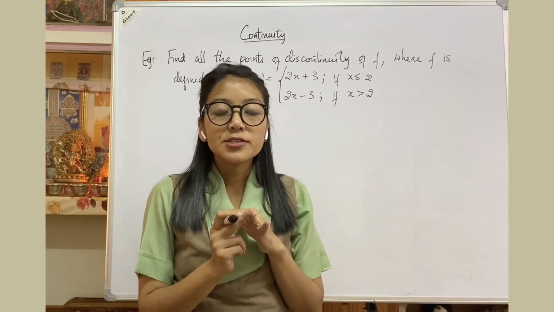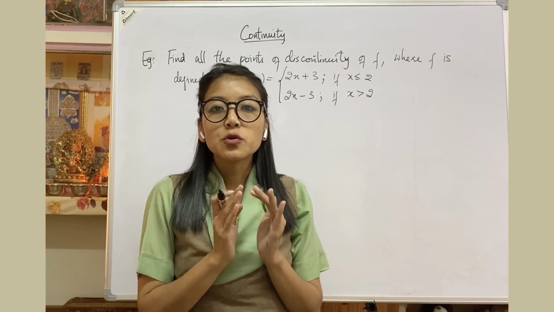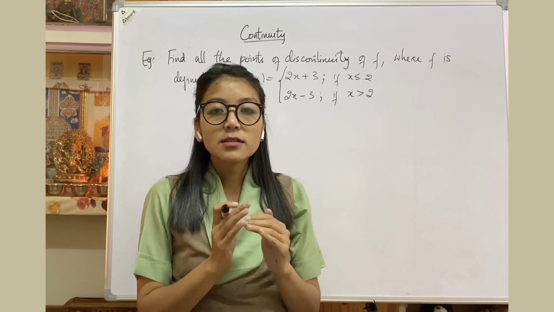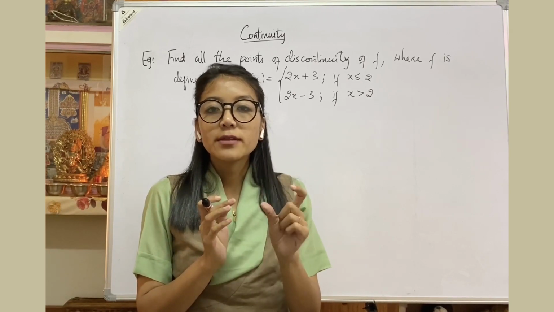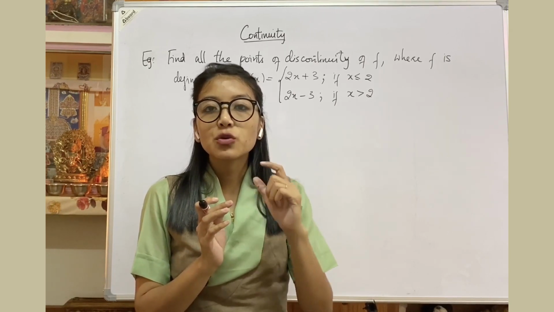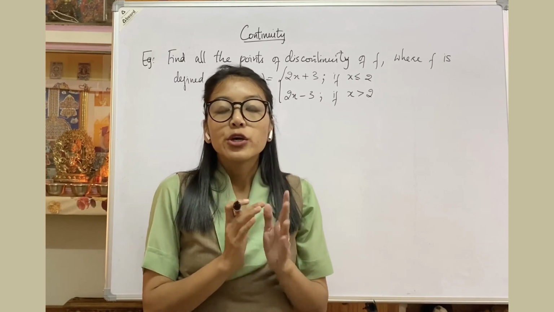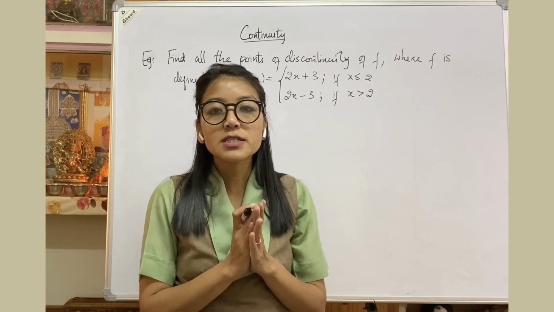Second, you will check whether the limit of the function at that point exists or not, which means you have to check the left hand limit and right hand limit. And the third condition you have to check is that the function value and the limit value in the first two cases should coincide. Then we say that the function is continuous at that point, right? So this is how we check theoretically whether a given function is continuous or not.